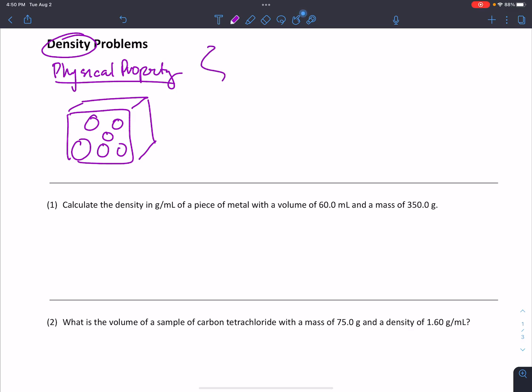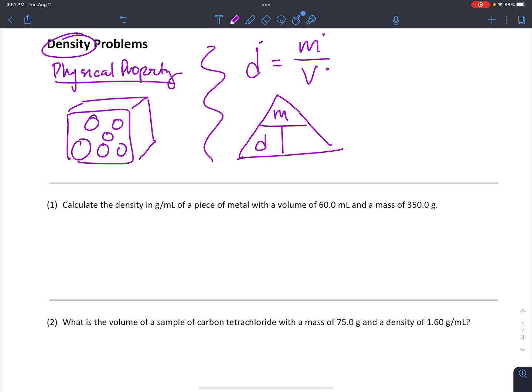All right, to calculate that density, we need those two values, the mass and the volume. So the formula is density equals the mass of the matter divided by the space that it takes up, or the volume. All right, now we can use this formula to find any of our three variables, mass, density, or volume. All right, some people like these formula triangles.